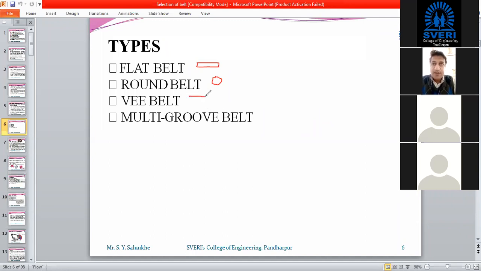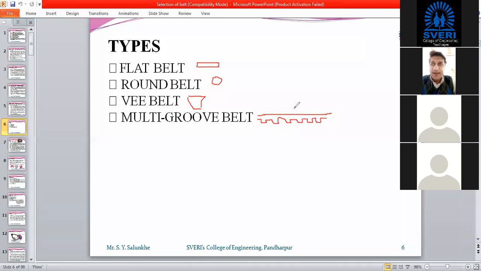In case of V belt, the cross section is made up of V shape, and that is called V belt. And multi-groove belt, I'm doubtful whether you have seen such type of belt or not. These grooves are made on the belt, and specially grooved pulley is used for that. Have you seen such type of belt or such cross section of any belt?